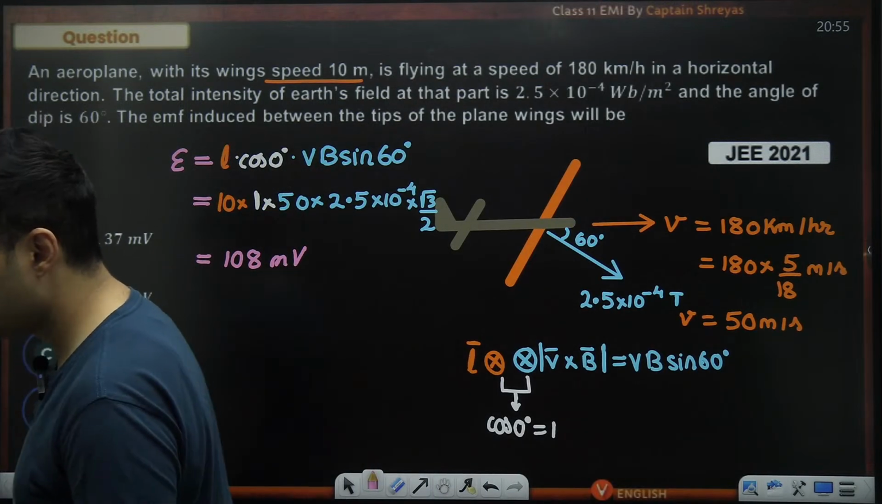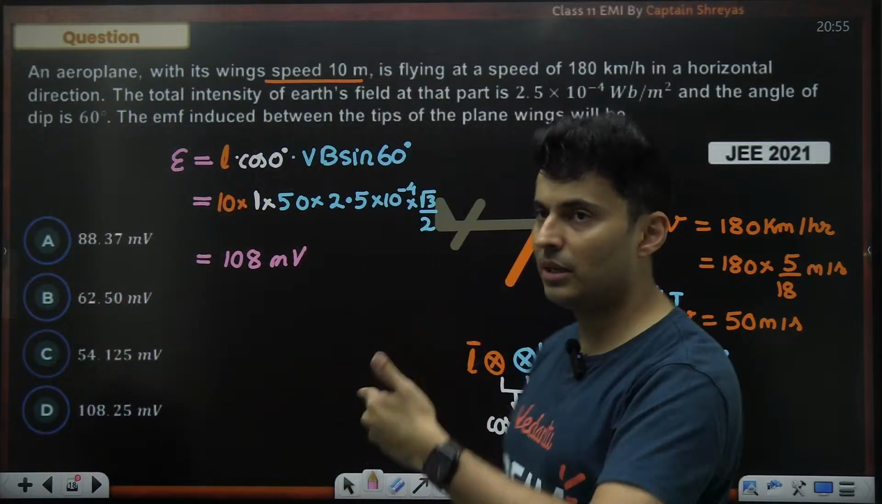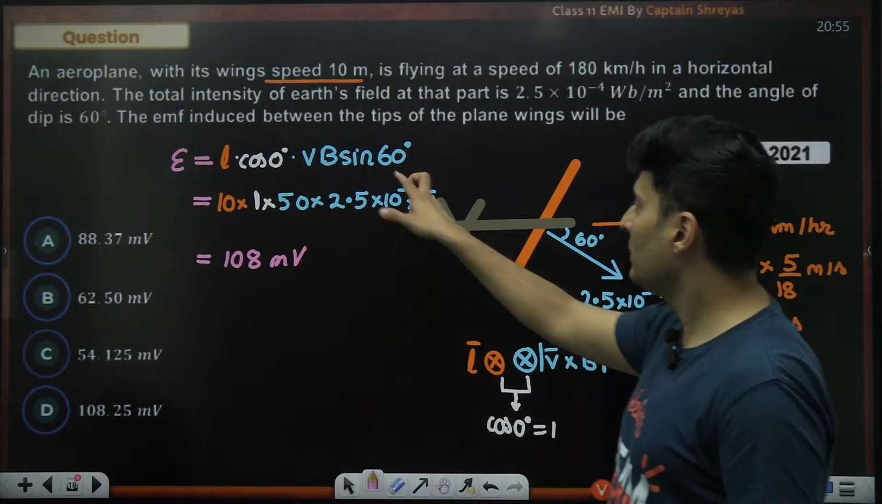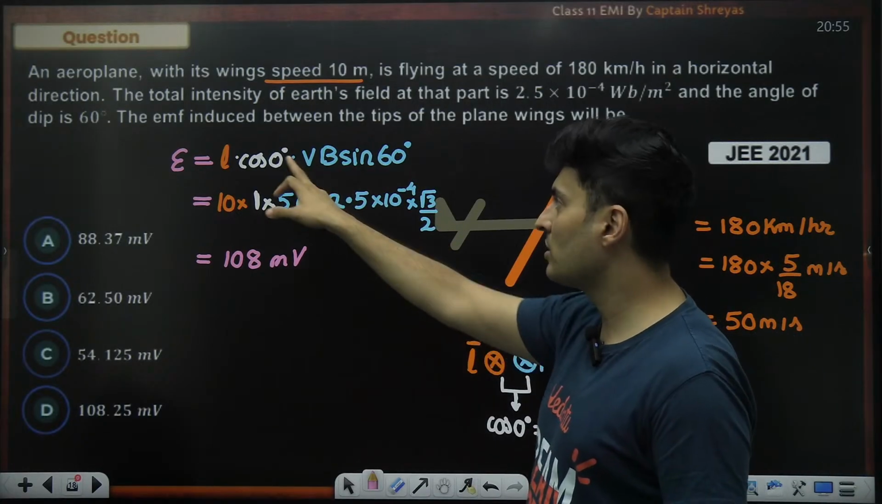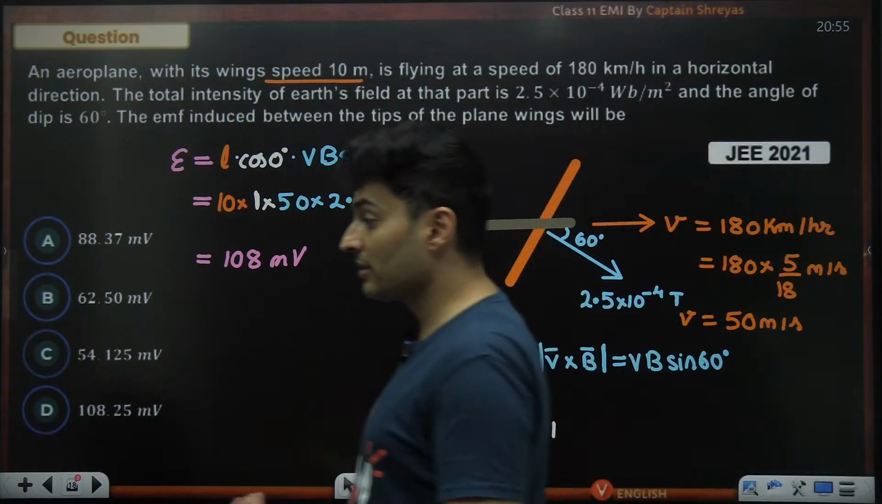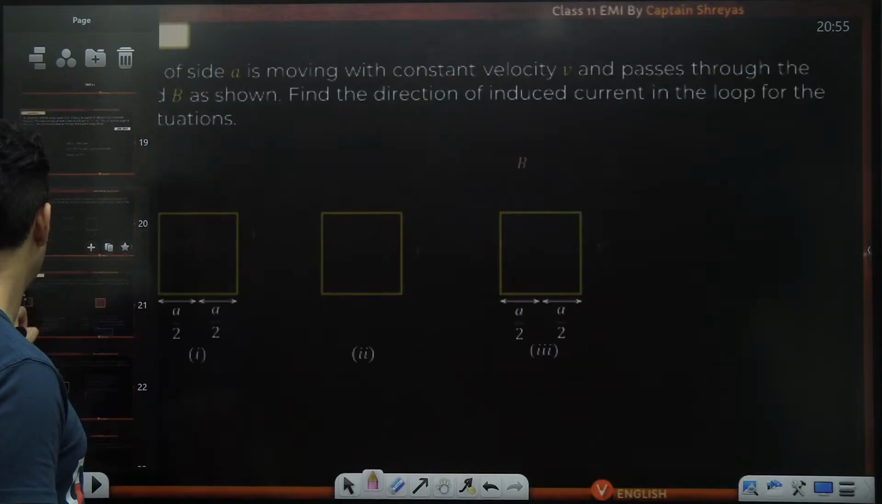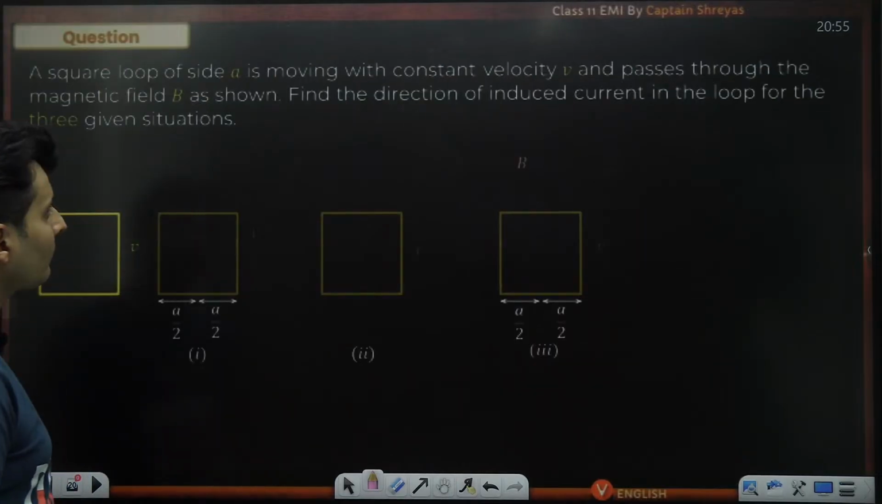Amazing, amazing. Very good. So this was a good level question. Even if you think that it was simple, the catch was, where is that angle coming? It was not coming here, but it was coming between velocity and magnetic field, which is a little unusual. Next, let's go to the next question coming up on your screen.